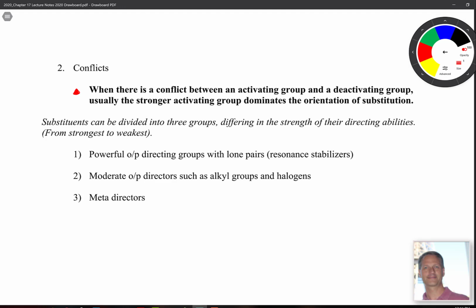It says, when there is a conflict between an activating group and a deactivating group, usually, and this is pretty much all the time, the stronger activating group dominates the orientation of substitution. So we have three types of substituents, right? Powerful OP directors with lone pairs, negative charges. Moderate OP directors such as alkyl groups. And also meta directors here too. Okay, so let's take a look at a couple of examples.